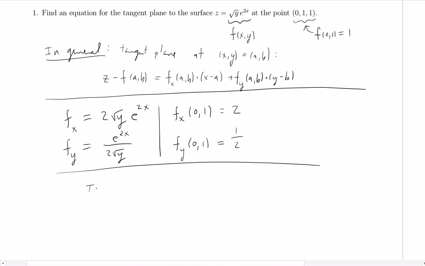So, the tangent plane equation is z minus f of ab, as we noted at the very beginning, is 1. Fx at 0, 1, we just computed, was 2, times x minus a. Here a is 0, so we just have x minus 0, plus fy at 0, 1, we computed was 1/2, times y minus b, and b is 1. And there we have it. This is the equation for the tangent plane.